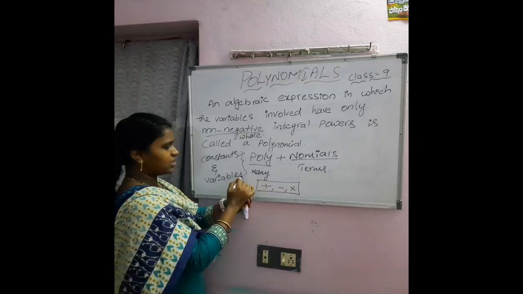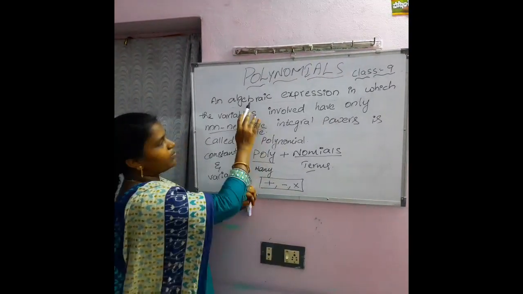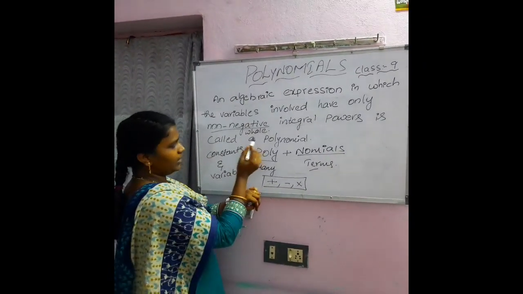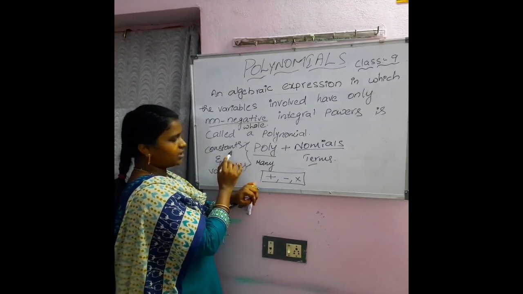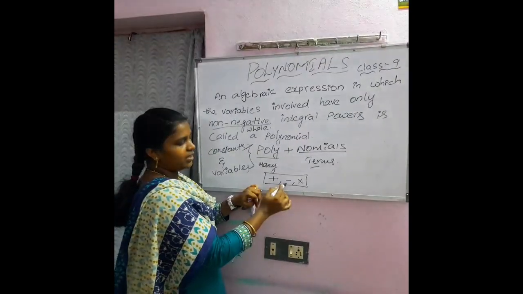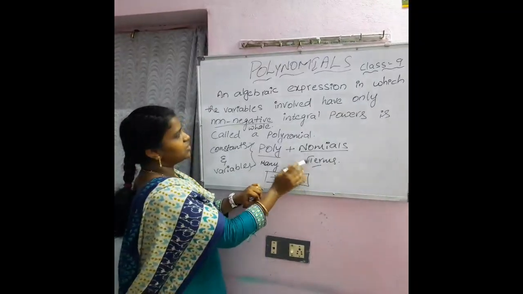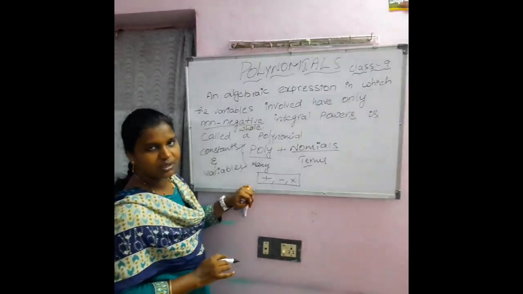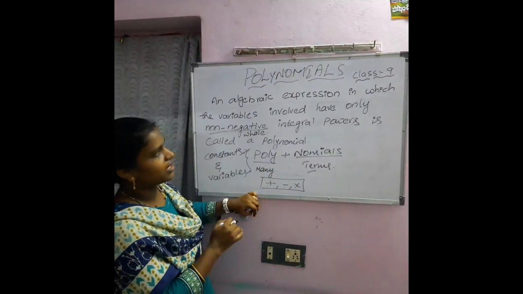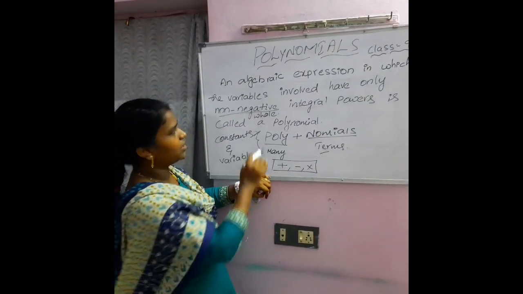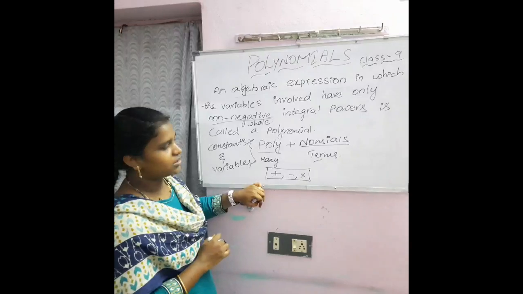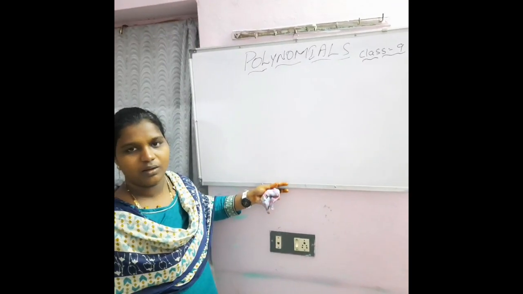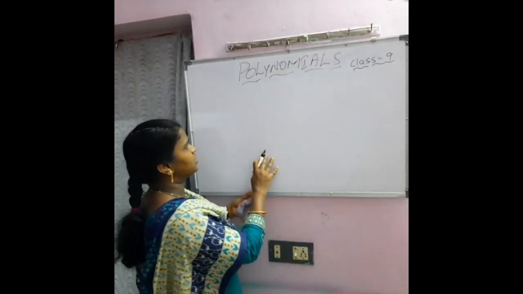I'll explain what constants, variables and terms are. So a polynomial should contain an algebraic expression. The algebraic expression contains constants and variables, and with some binary operations we form terms. By using these terms, the integral power should be non-negative, that means it should be a whole number. So it is an algebraic expression containing terms with some binary operations, and the powers of the terms should be non-negative. Then it is called a polynomial. Now let us see what constants and variables are.